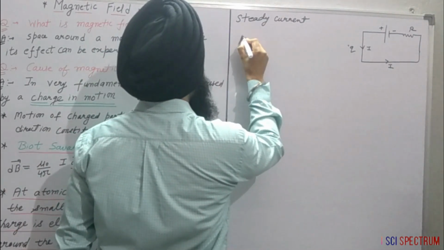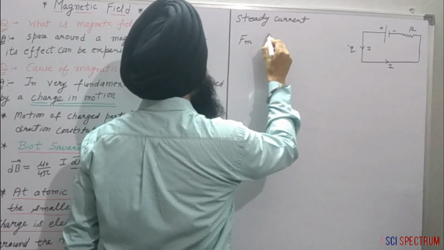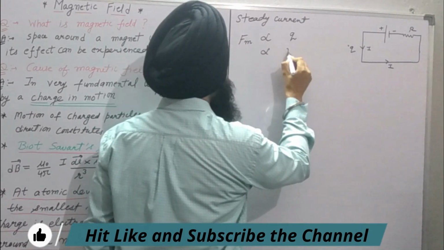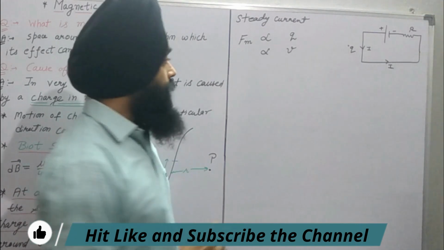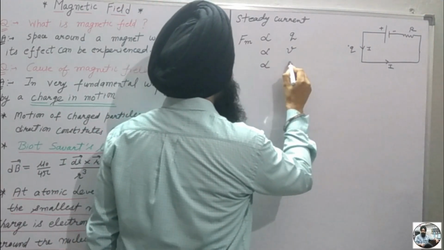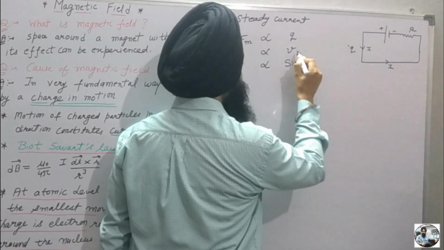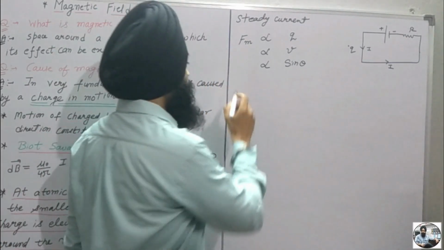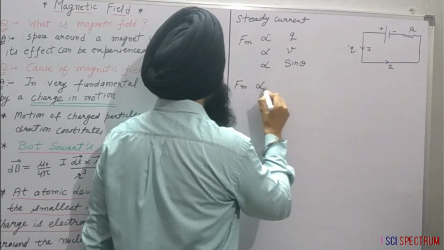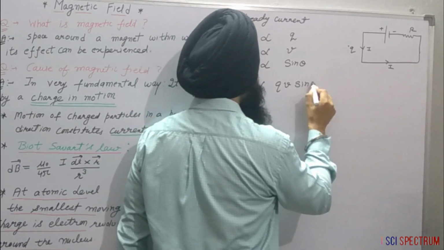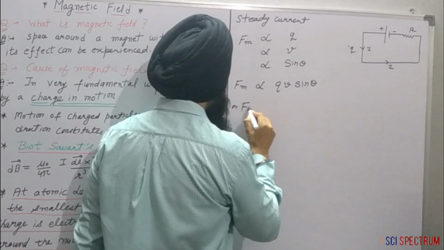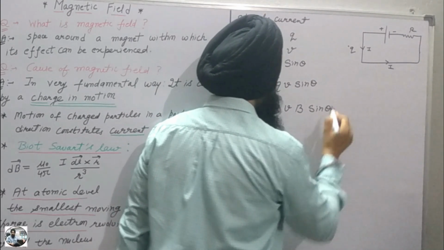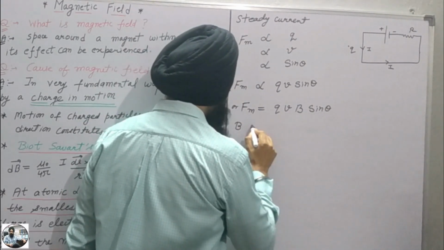First of all, the force experienced by this charge is directly proportional to the magnitude of the charge. Then it is directly proportional to the velocity of the charge. And thirdly, it is directly proportional to the sine of the angle theta between the direction of velocity and the direction of magnetic field. Combining all these, we get Fm is proportional to QV sine theta, or Fm is equal to QVB sine theta.